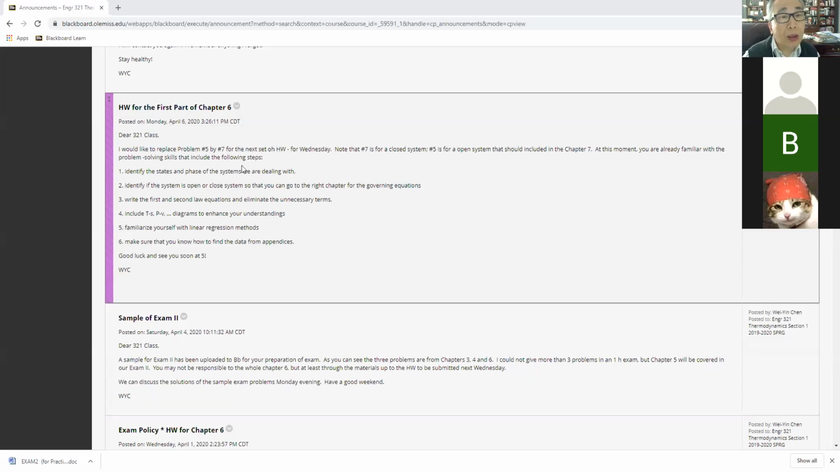Okay, this is what I mentioned a few days ago. Identify the system, the state, and identify the right equations. Yeah, there's a linear regression skills you will need. Okay, so this is a procedure, problem-solving skill you will need to have.